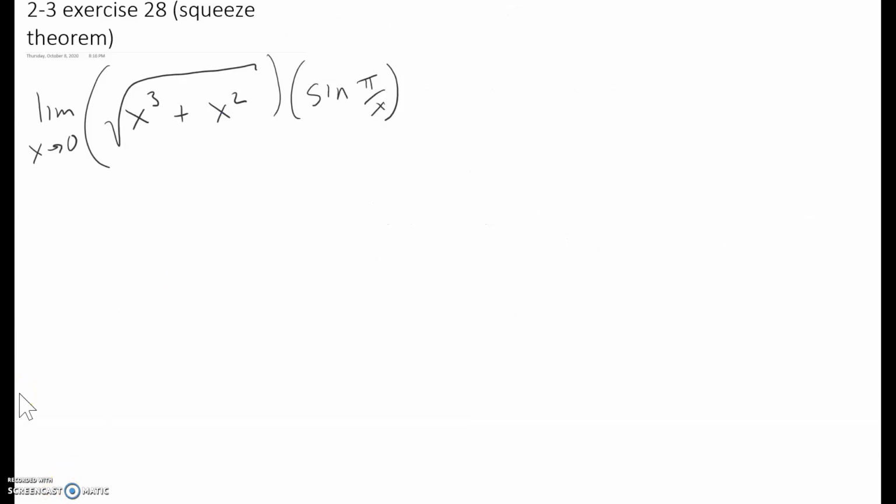Okay, here it is. The first thing you have to do on all these squeeze theorem questions, especially ones where you're dealing with trigonometry, is come up with an inequality. You have to establish that f is less than or equal to g, which is less than or equal to h, where f, g, and h are functions.